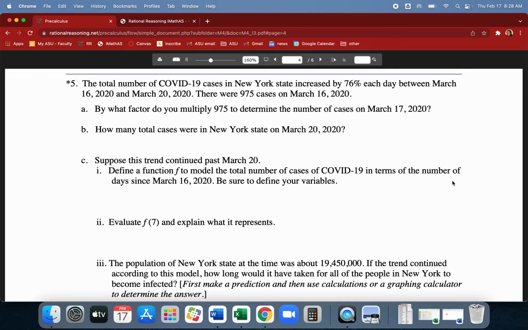After 1 day, after 2 days, after 3 days, that would be 1, 2, and 3 in that exponent position, or whatever number we need. So what about f of 7? What day is that talking about? This question, C2: Evaluate f of 7 and explain what it means. Just what does it mean? Yeah, 7 days after March 16th. So, whatever that is, March 23rd, a week later.